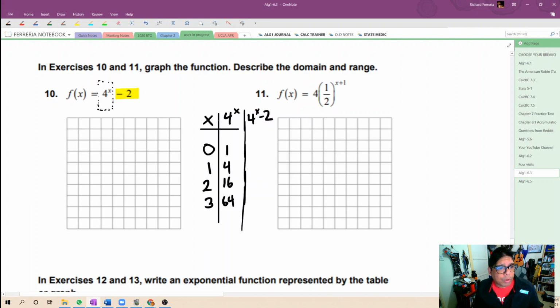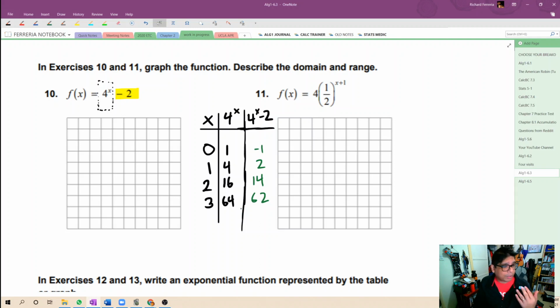If I want to do 4 to the x minus 2, I'm just going to take each of these values and subtract 2. So 1 minus 2 is negative 1. 4 minus 2 is 2. 16 minus 2 is 14. And then 64 minus 2 is 62.